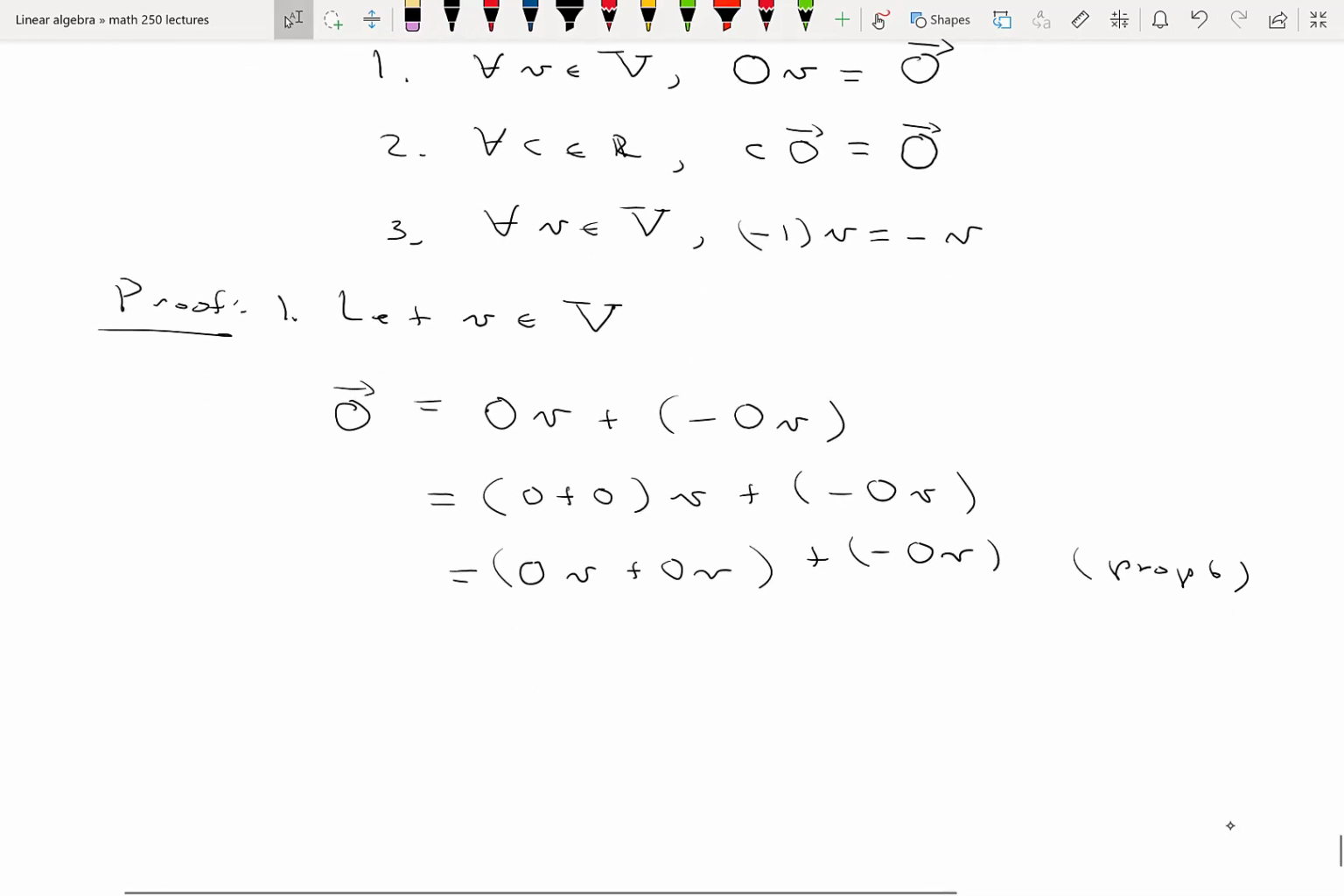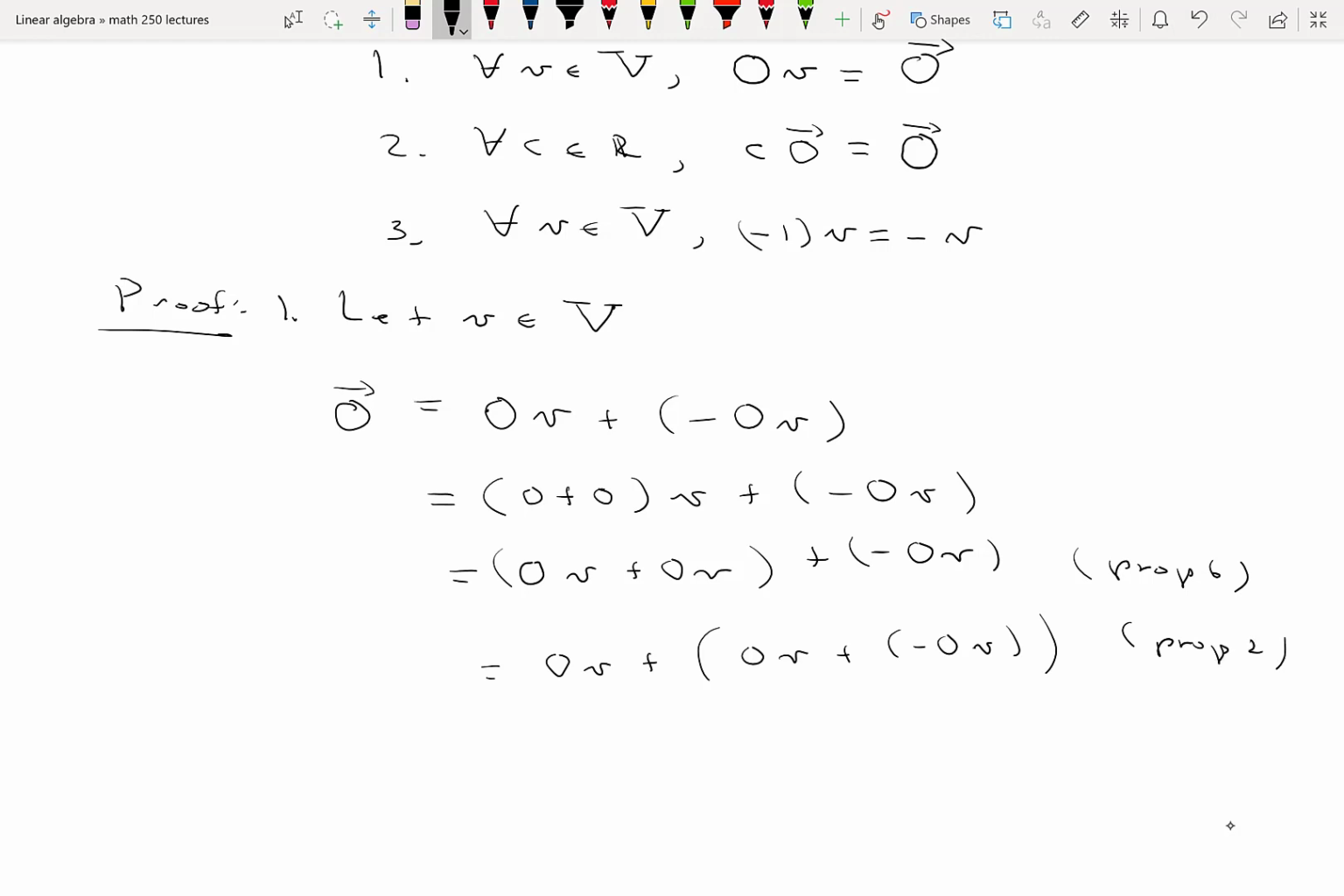Okay, now I want to rearrange those parentheses. Why? That's property 2. I can wrap parentheses around any two, I can move parentheses around in vector addition. Well, what is the stuff in the parentheses equal to? What's 0V plus the opposite of 0V? That is the 0 vector. That is property what? That is property 4.